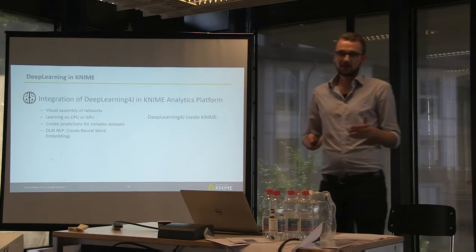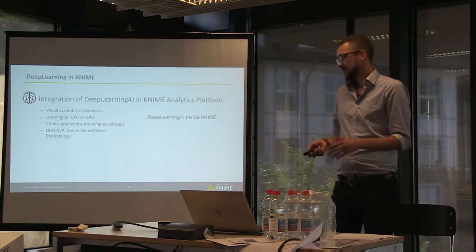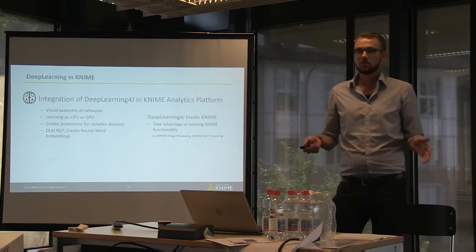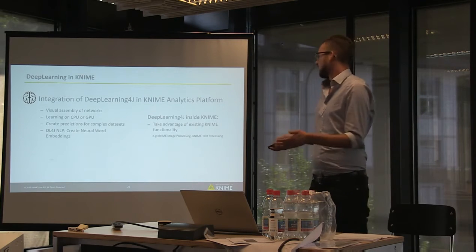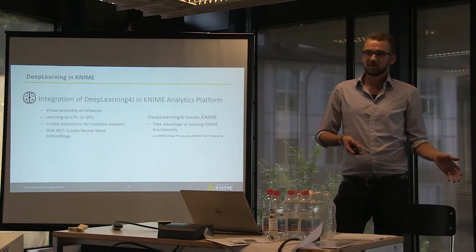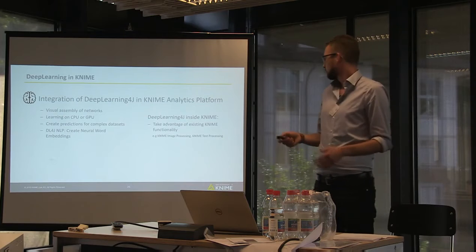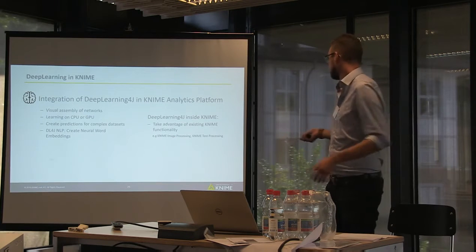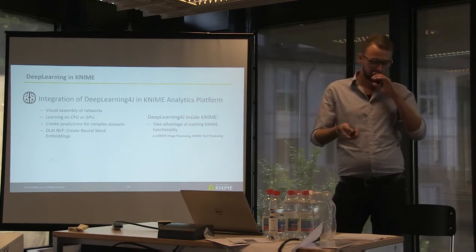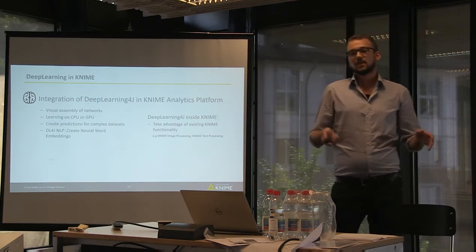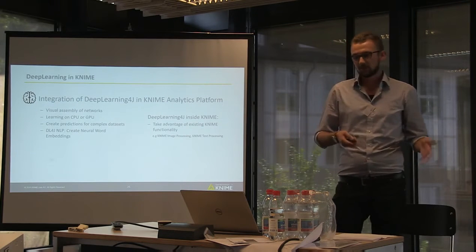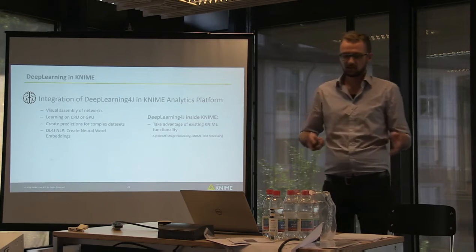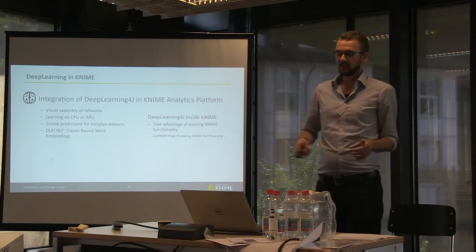Now the nice thing about deep learning in KNIME is that you can deploy your whole deep learning pipeline in a single platform. So you can take advantage of existing KNIME functionality. For example, if you're dealing with images, we have integration for image processing, or if you're dealing with text processing. So you can do your whole data pre-processing, which is needed before you feed the data to your network, in our platform.